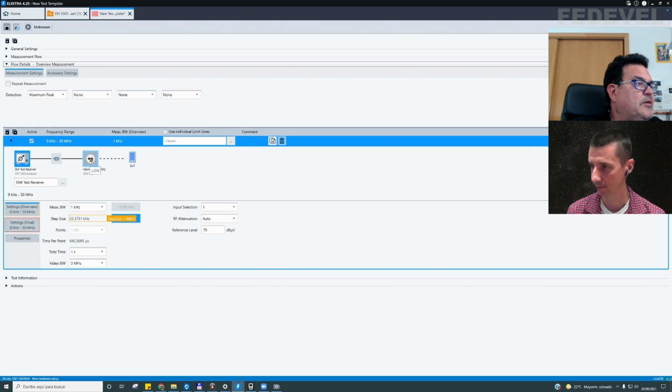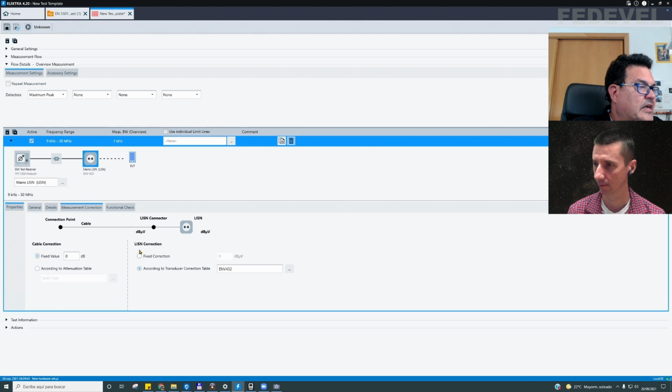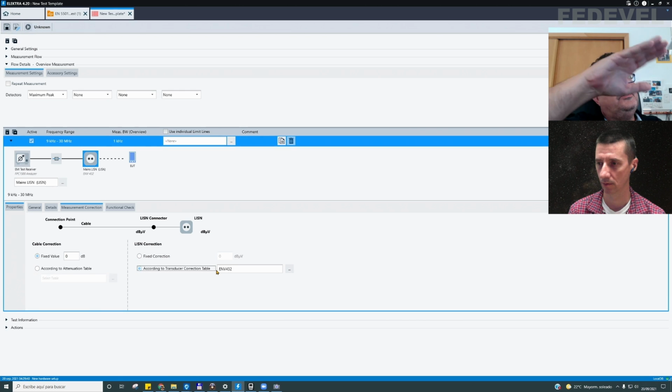But for example, this is a line impedance stabilization network. You can open it and you can see, for example, another correction factor from the line impedance stabilization network. If I want to specify, I can put a fixed correction, or I can use a transducer correction table. This is the file that you have in the computer that permits making the correction of the line impedance stabilization network. It's the same if you introduce an amplifier or some specific connector, and this is the same for conducted or radiated emissions.